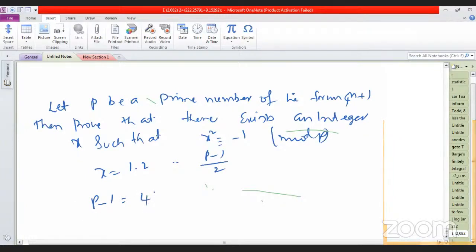P is equal to 4n plus 1. Then P minus 1 is equal to 4n. We can write it or not? Yes, sir. Then P minus 1 by 2 is an even integer.